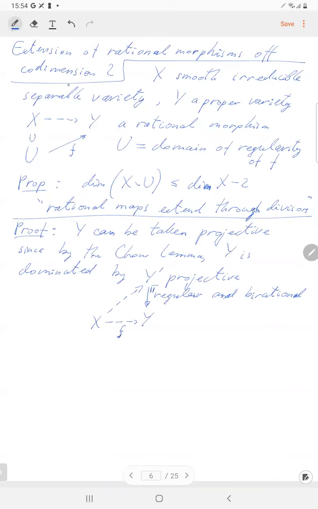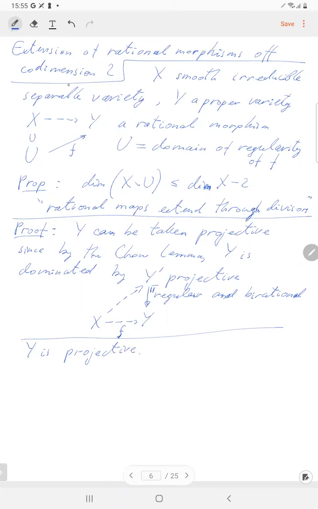But it is rational. Once again, it's rational. So by definition, it's defined on the open subset. So if we prove it for Y prime, then we prove it for Y. Okay, and Y prime is projective. So we can assume that Y is projective. So once again, from now on, Y is projective.